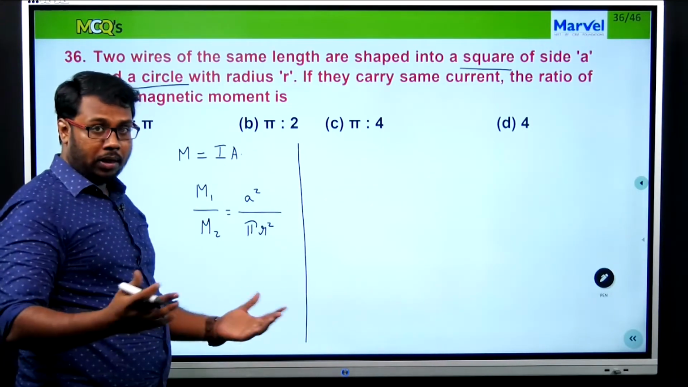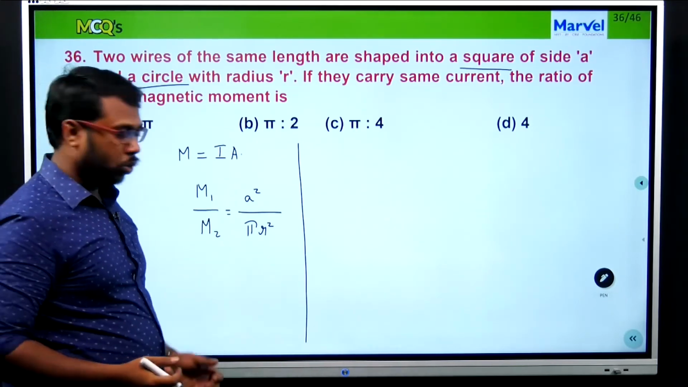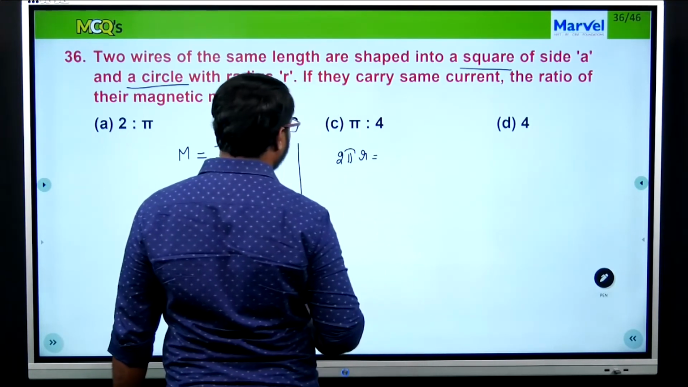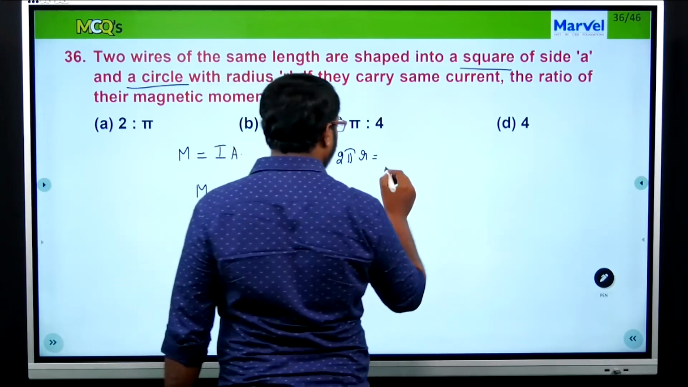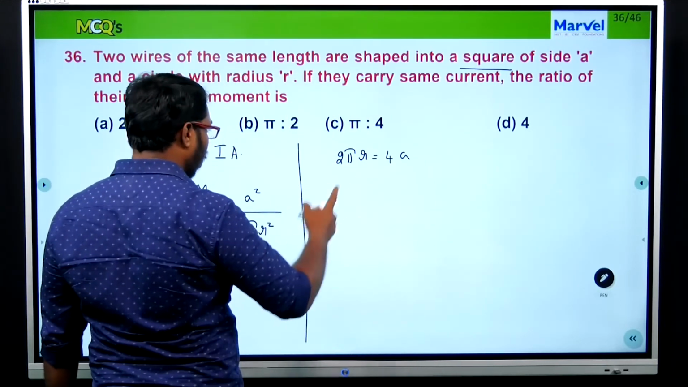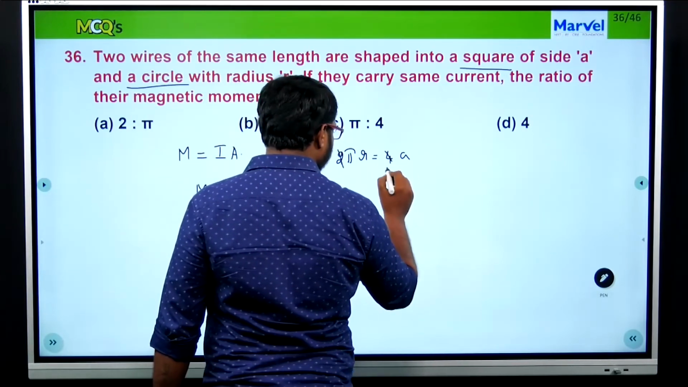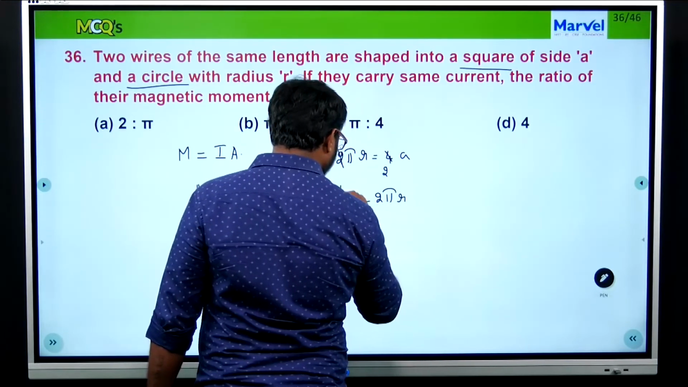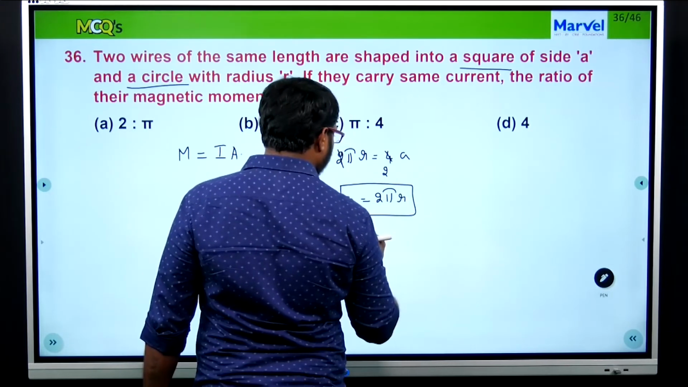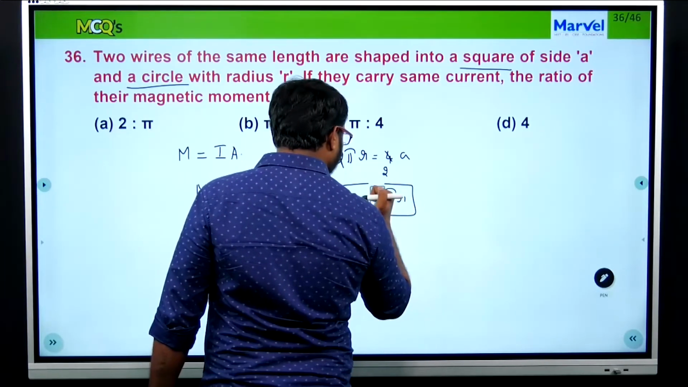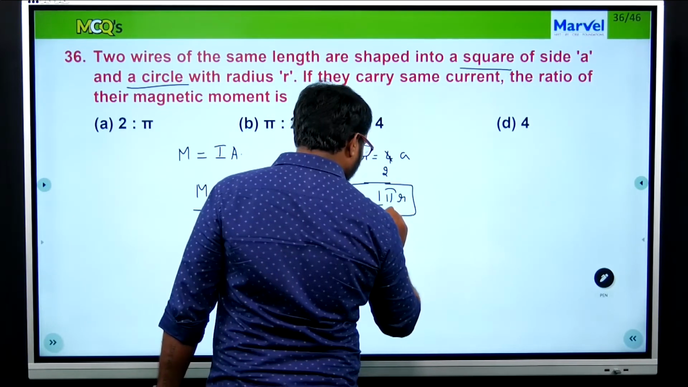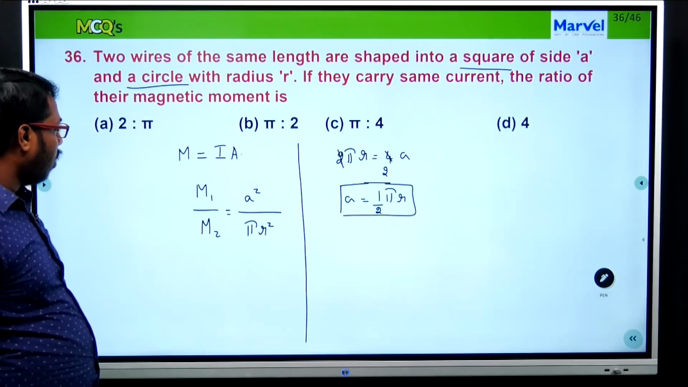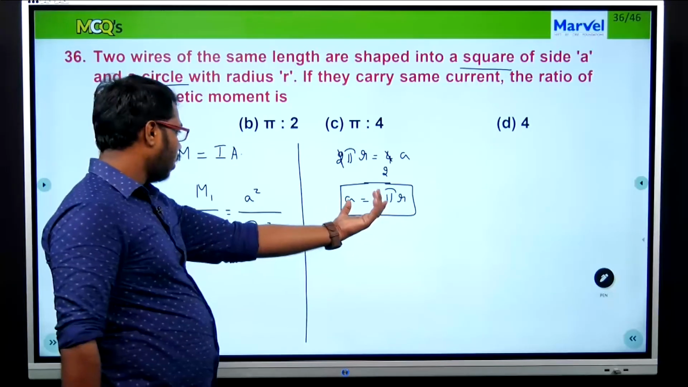Now I am going to compare the length of the circle and the square. 2 into pi into R is the circumference of the circle, and the length of the square is 4 times A. So now I am going to replace my A like this, where 4A is equal to 2 pi R, so small a is equal to 1 by 2 into pi R. So what I will do is plug in this A here.